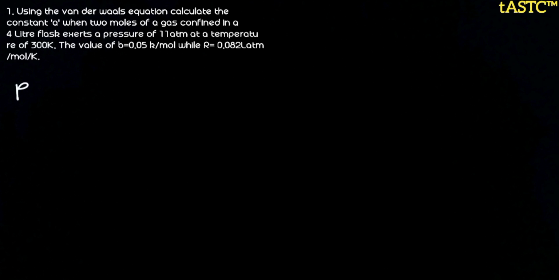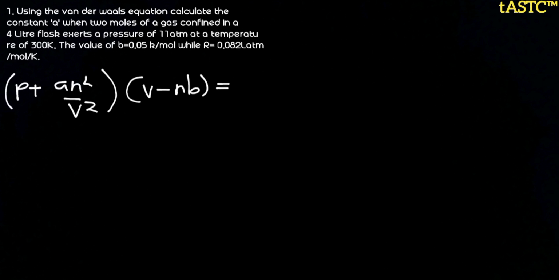So the van der Waals equation of state is giving us P plus AN squared divided by V squared. Now this is multiplied by V minus NB, and that will be equal to nRT. This is the van der Waals equation of state for n moles of gas of a molecule. Now we need to find what A is.